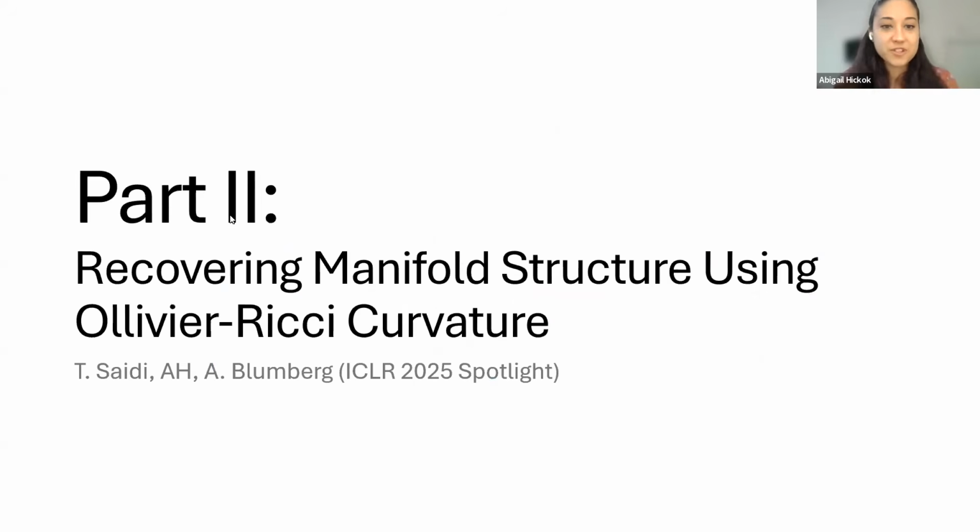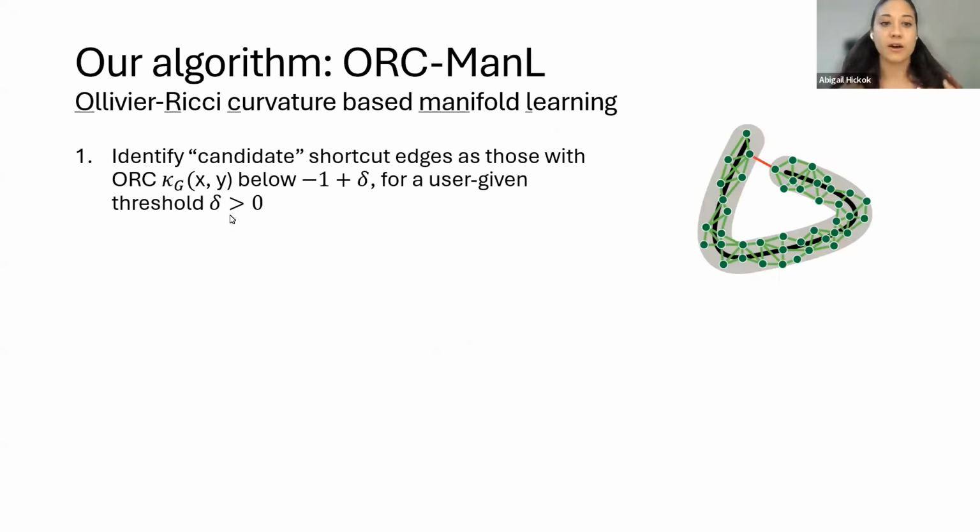Okay, so that brings us to part 2, which is the actual research. Here, this is the ICLR paper, Recovering Manifold Structure Using Ollivier-Ricci Curvature. Our algorithm, which we call ORC-ManL, short for Ollivier-Ricci Curvature-Based Manifold Learning, uses the fact that negative ORC edges tend to look like little bottlenecks in the graph.